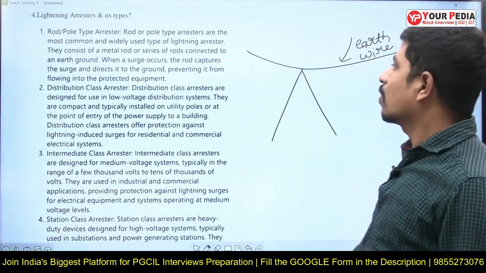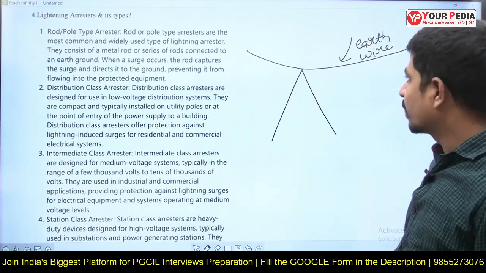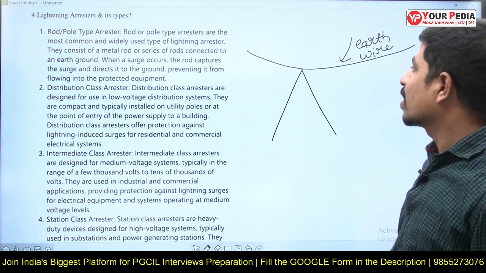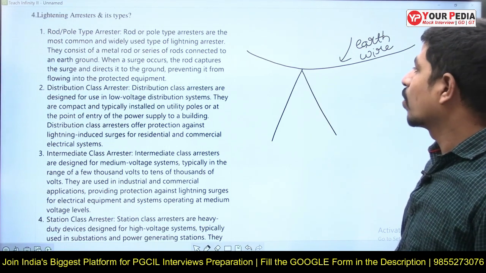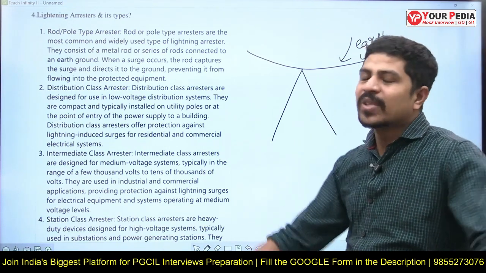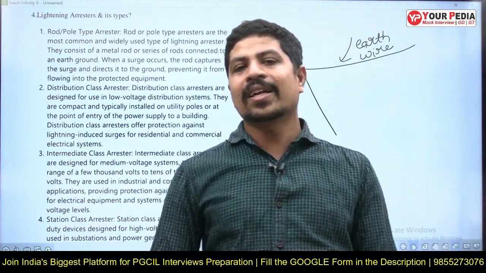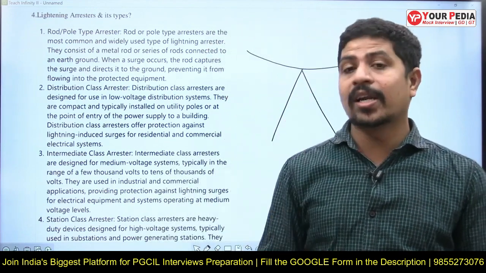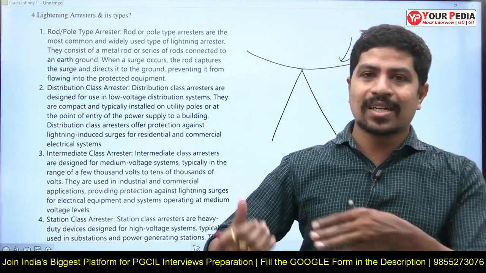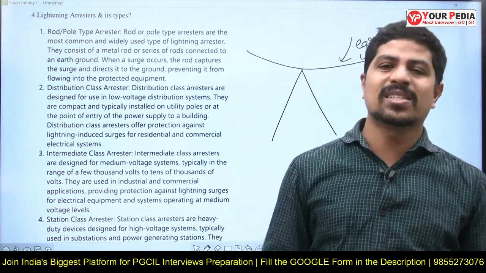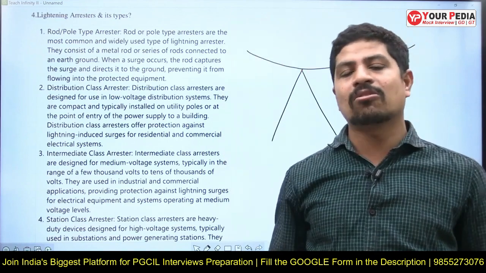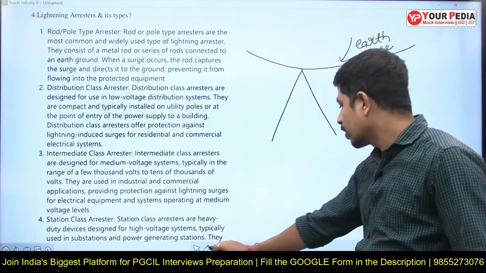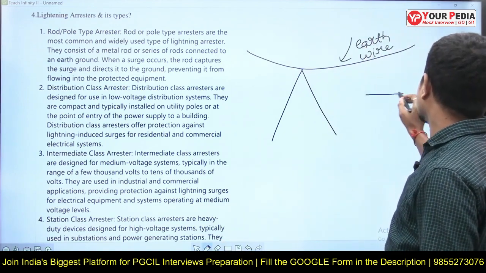Rod or pole type arrestors are the most common and widely used type of lightning arrestors. They consist of a metal rod or a series of rods connected to earth or ground. When a surge occurs, the rod captures the surge and directs it to the ground, preventing it from flowing into the protected equipment. The main basic principle of a lightning arrestor is to provide a low impedance path or short circuit path. Current always follows the short path, right? So these rod or pole type structures offer less resistance. Therefore, the total lightning will take that path instead of flowing through our equipment, and our equipment will not be damaged. Or very simply, if you want to understand it in the form of a circuit, see, this is my equipment.